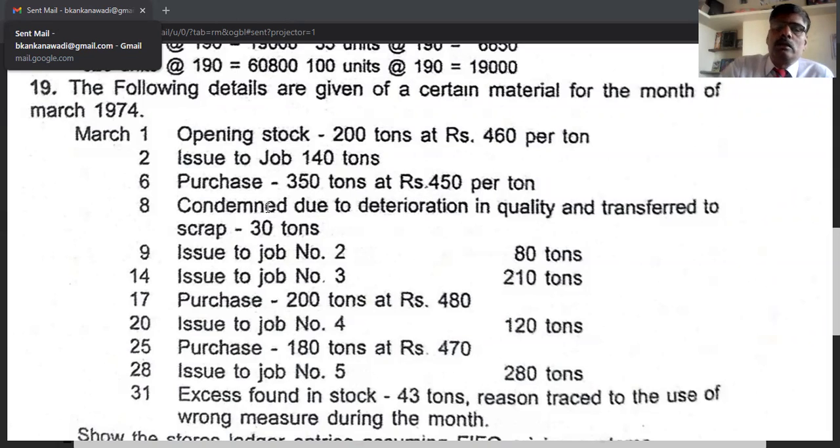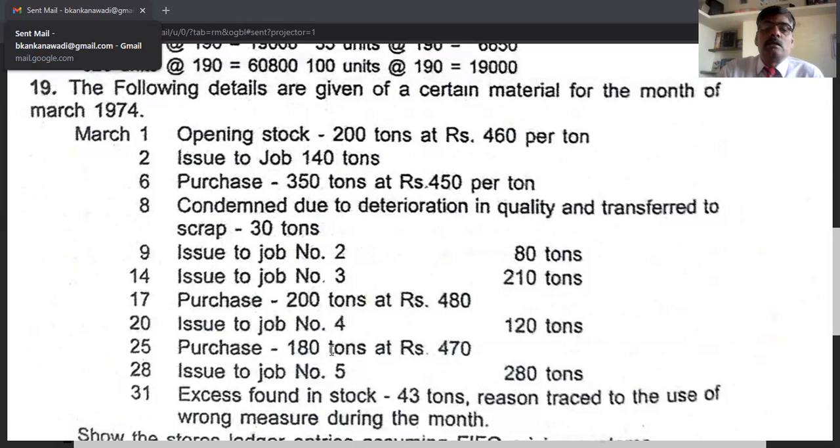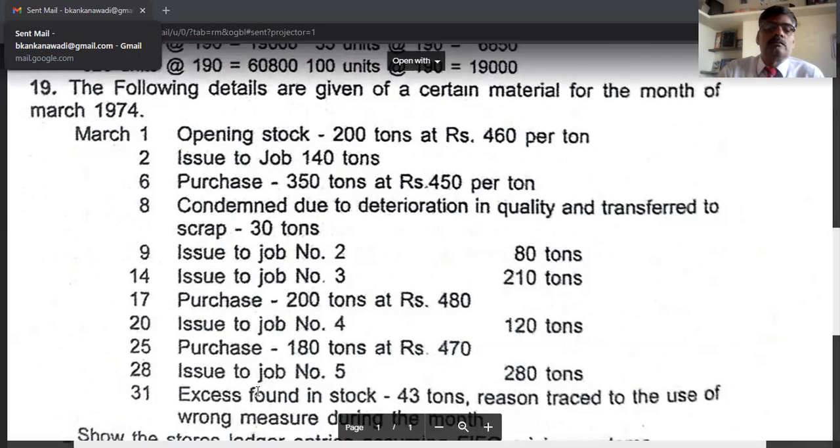You issue the quantity. Okay, loss is to be treated as issue. Then again issue number is there, job number and it is issued, issue column. Next is also issue, you record in the issue column. Purchase in the receipt column. Issue in the issue column. Purchase in the receipt column. Issue in the issue column.